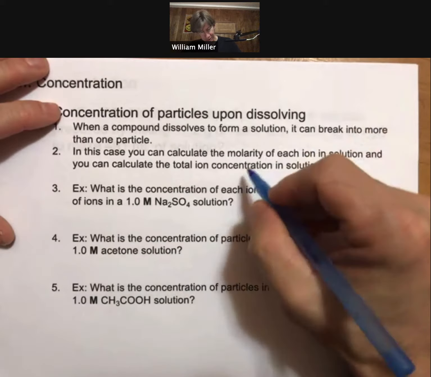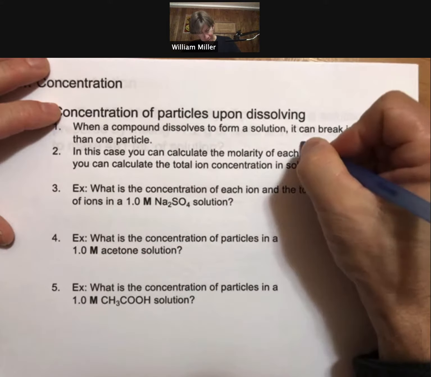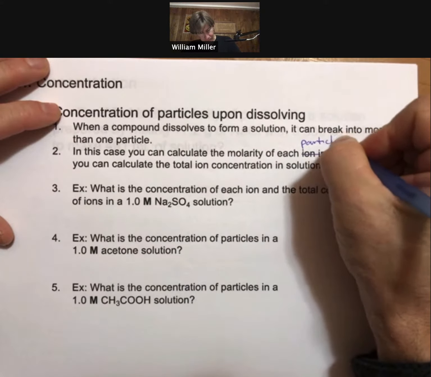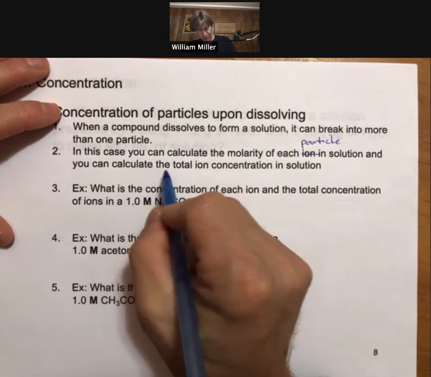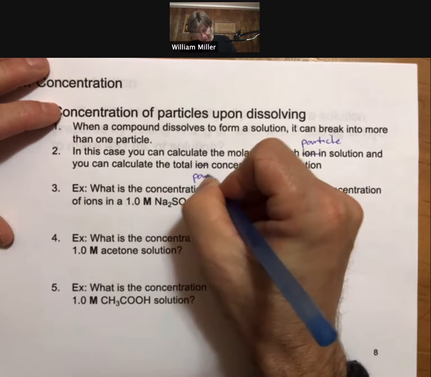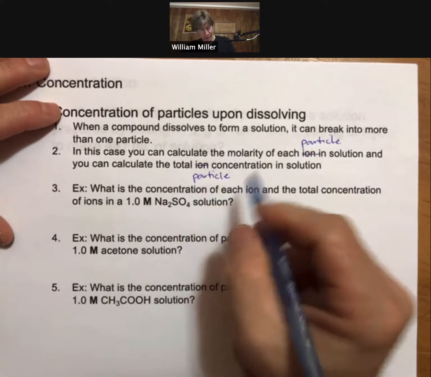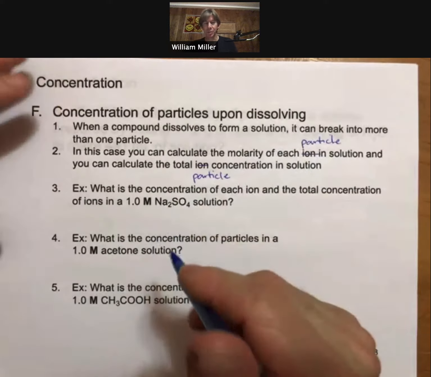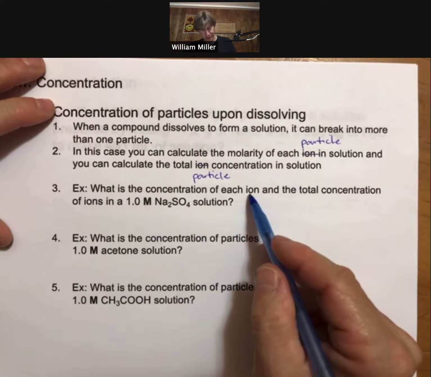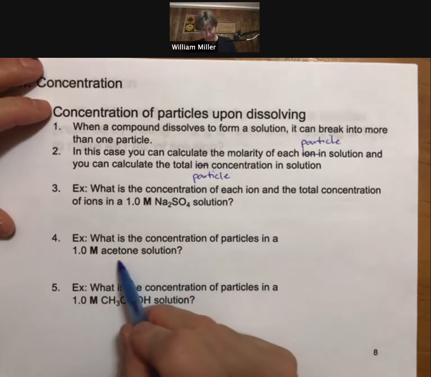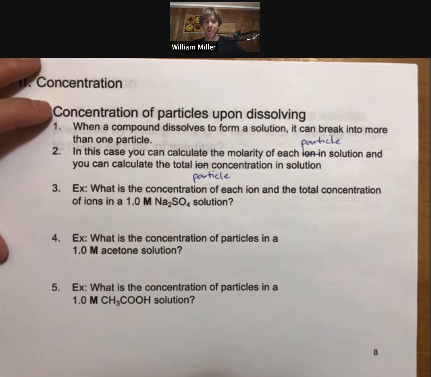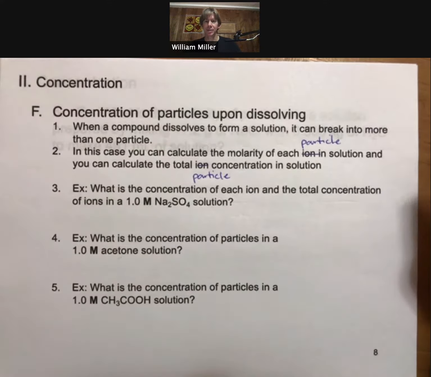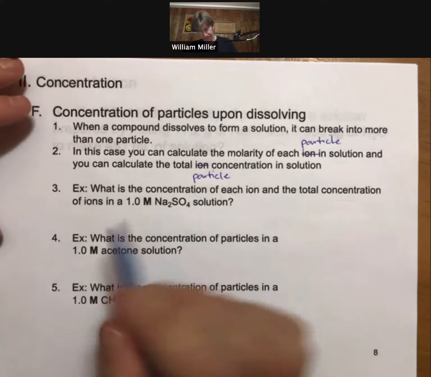Oftentimes, you can do the molarity of each particle and the total particle concentration. And that's typically what we do, particle concentration, because each ion is a particle, but we'll see that acetone is not an ion. It dissolves and goes into solution as whole molecules. And so particle is the more general term.